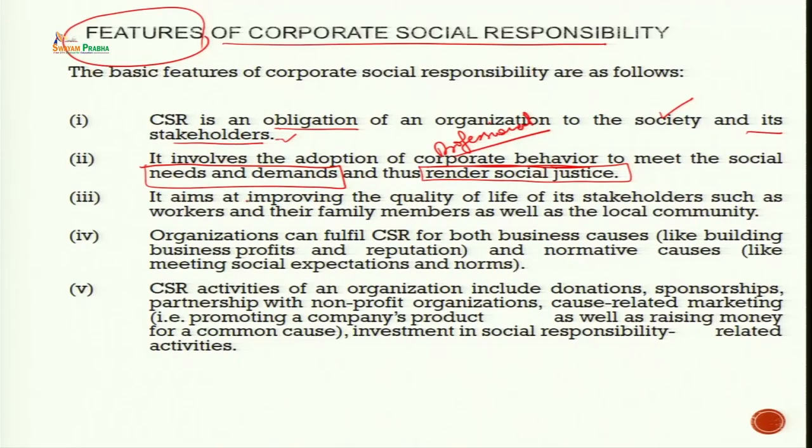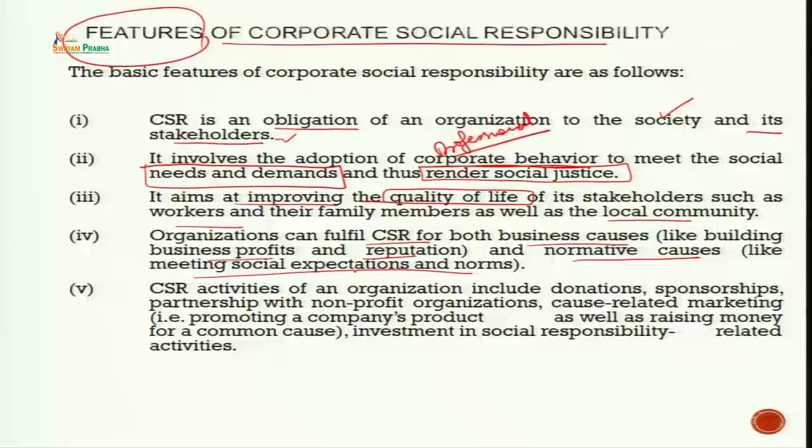Corporate social responsibility also aims at improving the quality of life of its stakeholders, such as workers and their family members, as well as the local community. So, here the corporate houses may build up various amenities, maybe sanitation amenities or other amenities for their workers and the local community. Organizations can fulfill CSR for both business causes like building business profits and reputation, and normative causes like meeting social expectations and norms. So, simultaneously, organizations can build their profit as well as have the earning shared towards the society. When we talk about earning shared towards the society, they are also called normative causes.